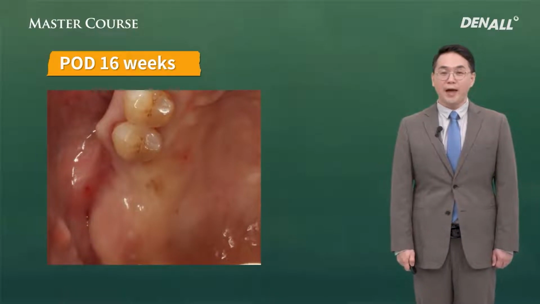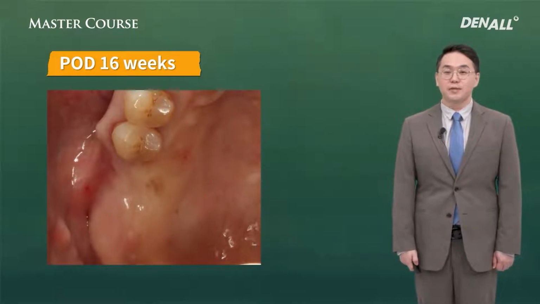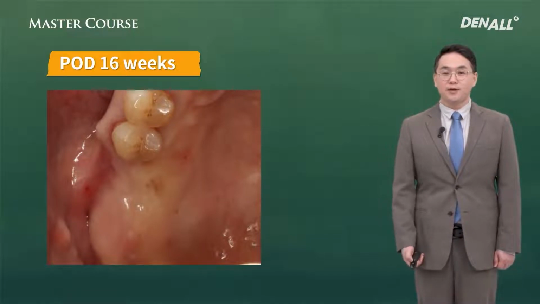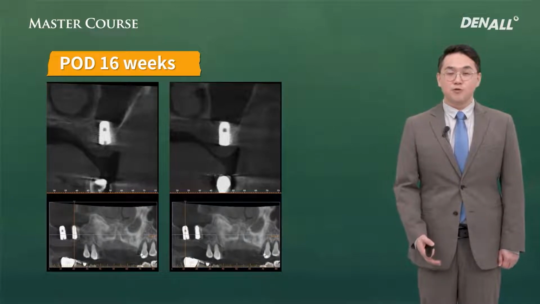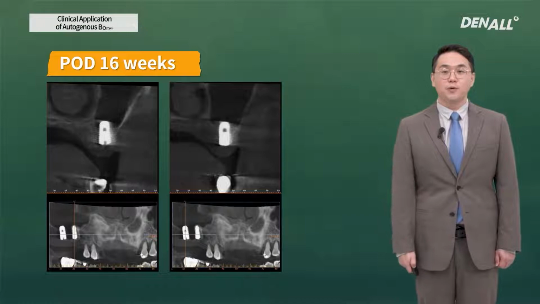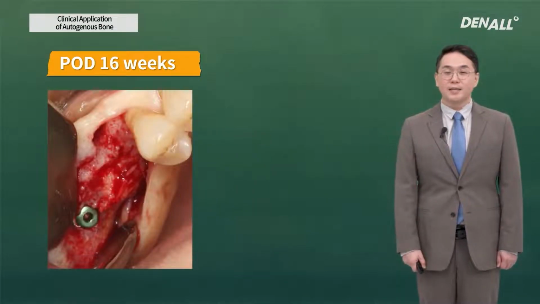After about 16 weeks, as I said before, if you use autogenous bone graft material, bone can be regenerated fast. Before the second surgery at around week 16 to check the bone regeneration pattern, CT was taken. At number 16, palatal bone was regenerated ideally, and at the second surgery, the flap was opened like this and checked.